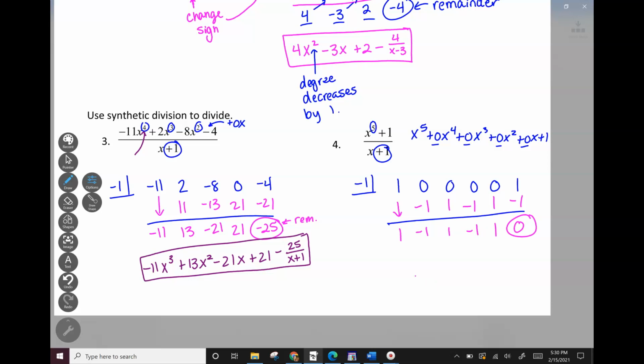So our new coefficients, going down by 1 degree, so instead of starting with x to the 5th, we're going to start with x to the 4th. So I'll have 1x to the 4th minus x cubed plus, since it's a positive 1, x squared minus x plus 1. No remainder, so I don't need to write anything with that 0. And that's it. That's synthetic division.